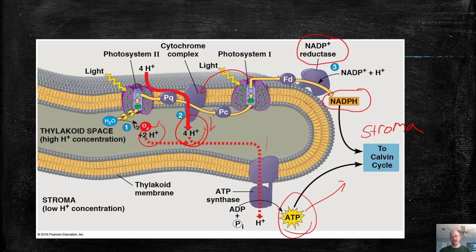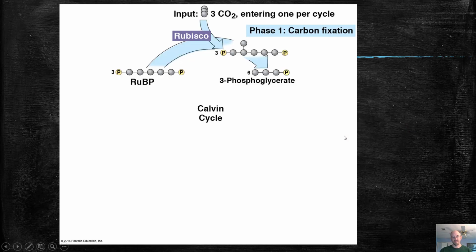Now that we've made NADPH and we've made ATP, we can move on to the Calvin cycle, where these two molecules will be put to work. The Calvin cycle takes place in the stroma, the thick, gooey, chemical-rich core of the chloroplast.